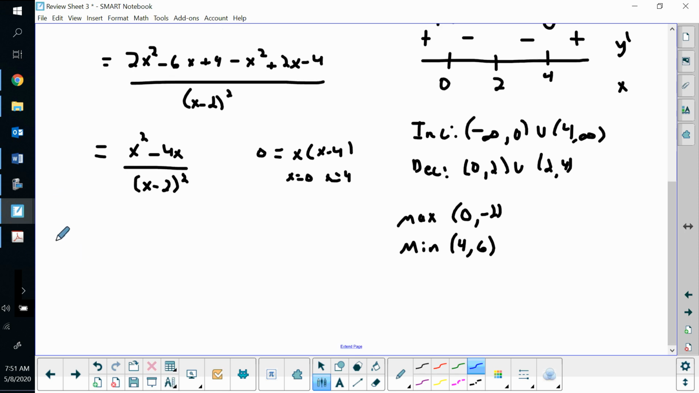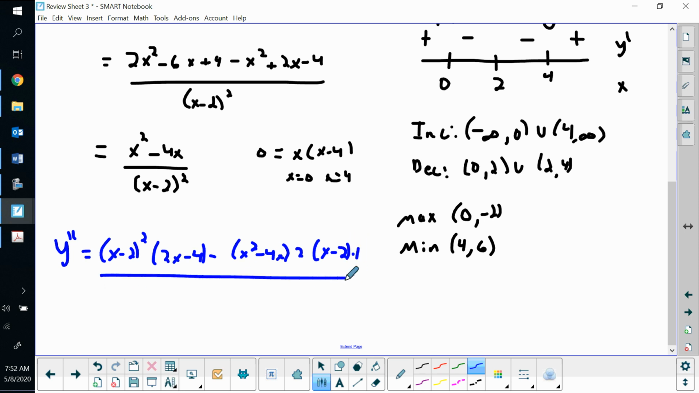So now we'll do our second derivative. We'll have low d high, make sure you're putting it in parentheses, 2x minus 4, minus high d low, we've got to do chain rule. So we'll have 2x minus 2 now to the first, times the derivative of the inside, which is just 1, all over low low, which will now have it to the fourth.